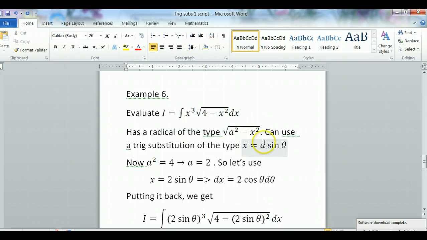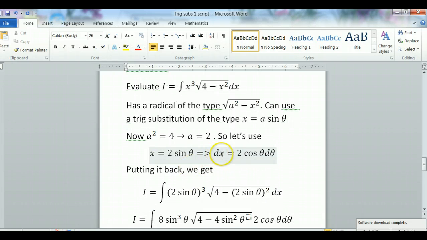Now the first job is to find a, and how do you do that? What you do is you take a squared and equal it to the number which is here. So the number which is here is 4. So a squared is equal to 4, which means a is equal to 2. Really a is equal to plus or minus 2, but we only take a equals 2 because we just need one substitution. So if we plug in a equals 2 here, then we get x is equal to 2 sine theta. And we take the derivative, we get dx is equal to 2 cosine theta d theta.